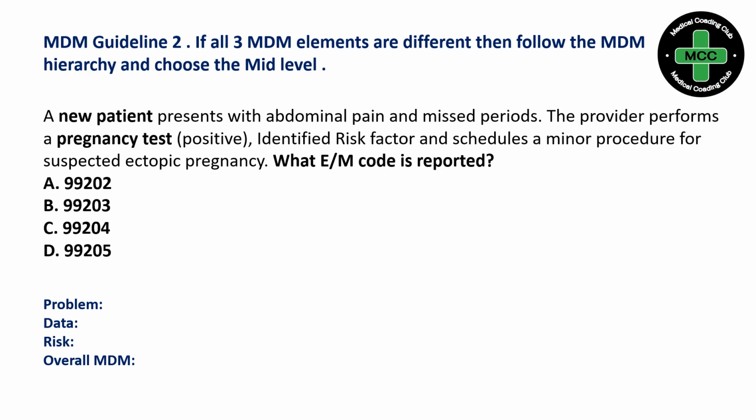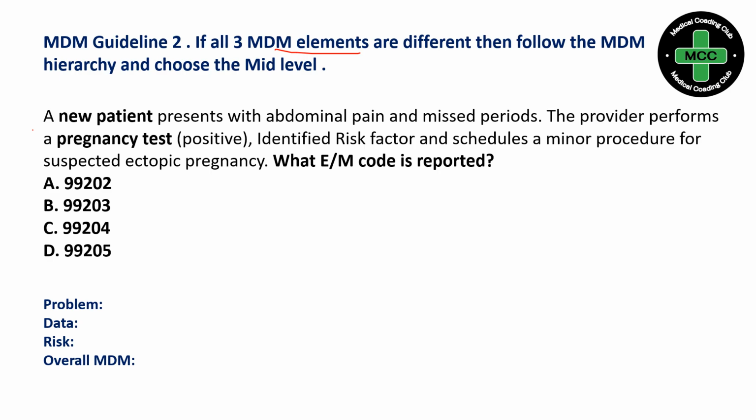But here, what if all the MDM elements are different? In the earlier slide, I already explained the guideline. In this case, three MDM elements are different. We will follow the MDM hierarchy and we will take the average MDM level. On that also we will see a few examples.